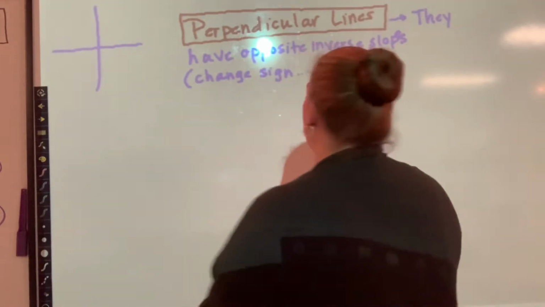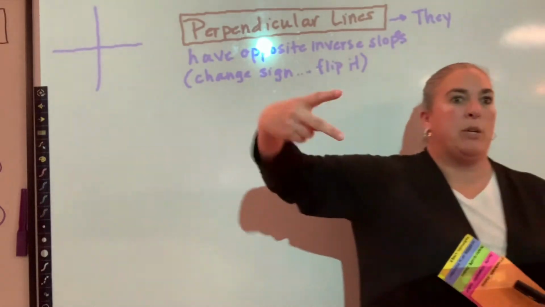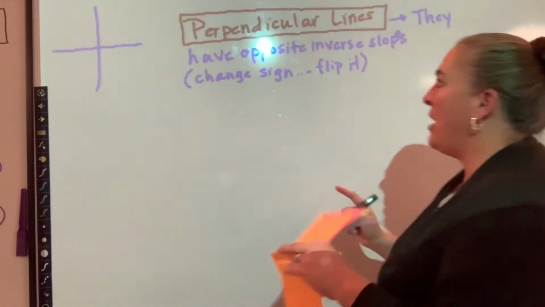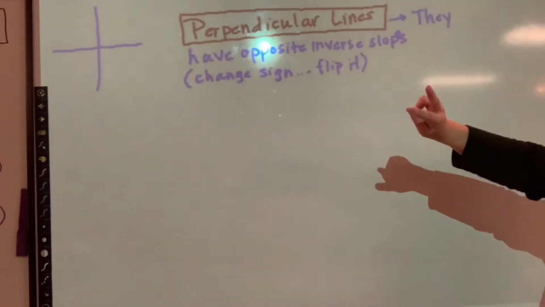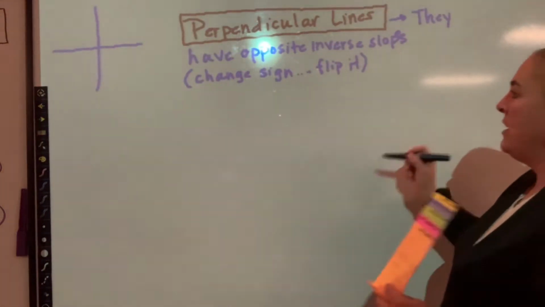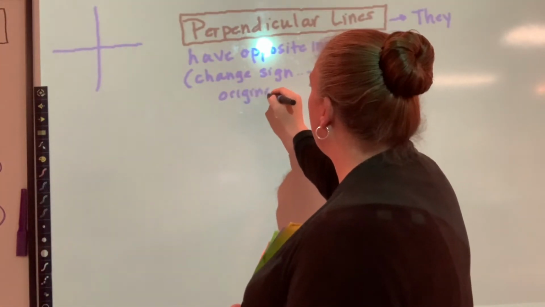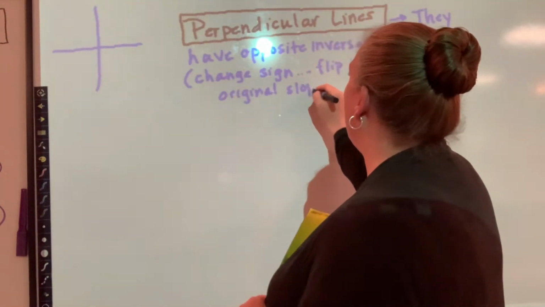When we talk about inverses, you all see me do this thing a lot. Why do I do this? Flip it around. We're flipping it. So in order to be an opposite inverse, we're going to change the sign and then we're going to flip it. So here is the original slope and the perpendicular slope.